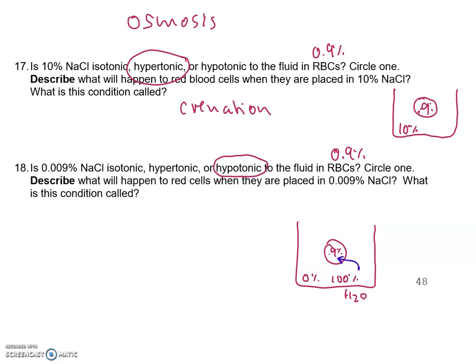Up here, by contrast, if we go back to 17, we have 0.9% salt still in the cell, and on the outside we now have 10% salt, so we have 90% water, and 90% water is definitely less water than 99.1% water. So in this case, the water will also go from high concentration to low concentration. The cell will lose water and shrivel up, and we call that crenation.